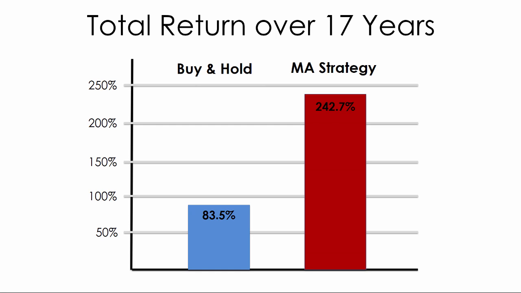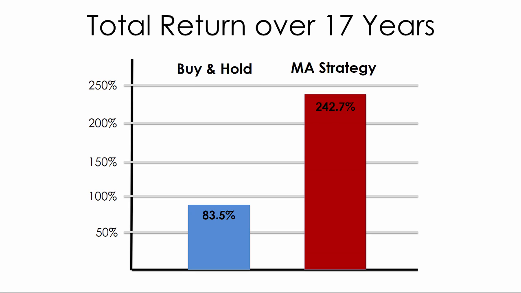So, gang, not only do you have a better return here, but you're also allocated to the market the whole time if you're a buy and hold investor, right? And under the moving average strategy, you're actually in the market less than half of the time. So out of that 17 years, you're in the market less than half of that time versus you're in the market 100% of the time with buy and hold.